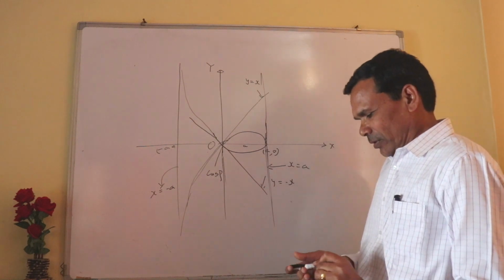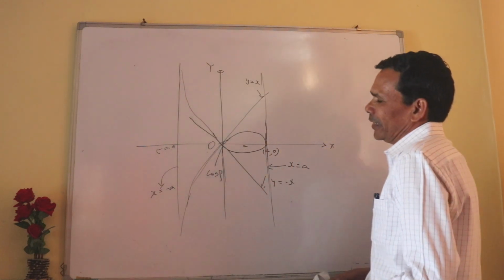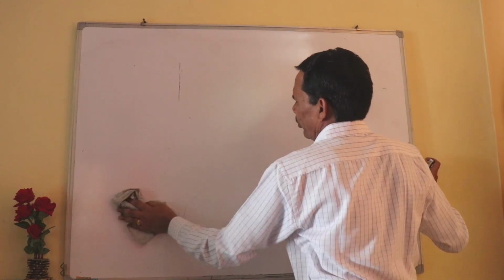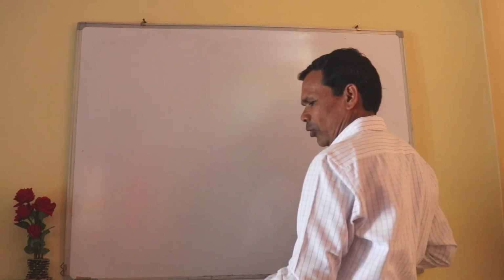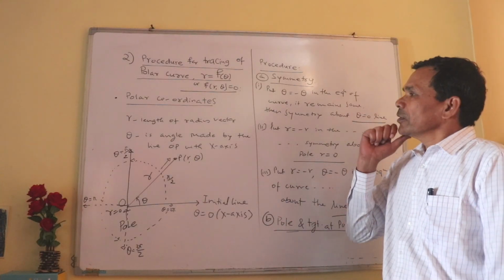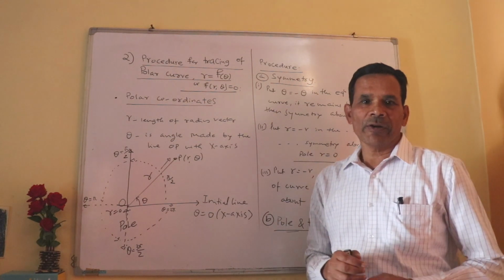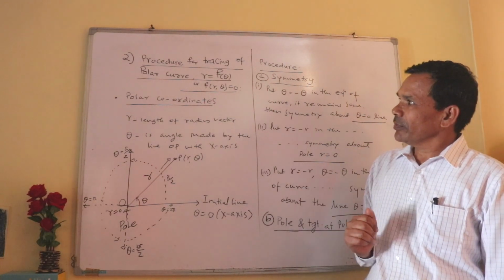Okay, so this is the tracing of a curve in Cartesian form. Now we go for polar curves, the procedure for tracing polar curves. So the next curve that we are going to trace is a polar curve, and there is a procedure for tracing the polar curve.